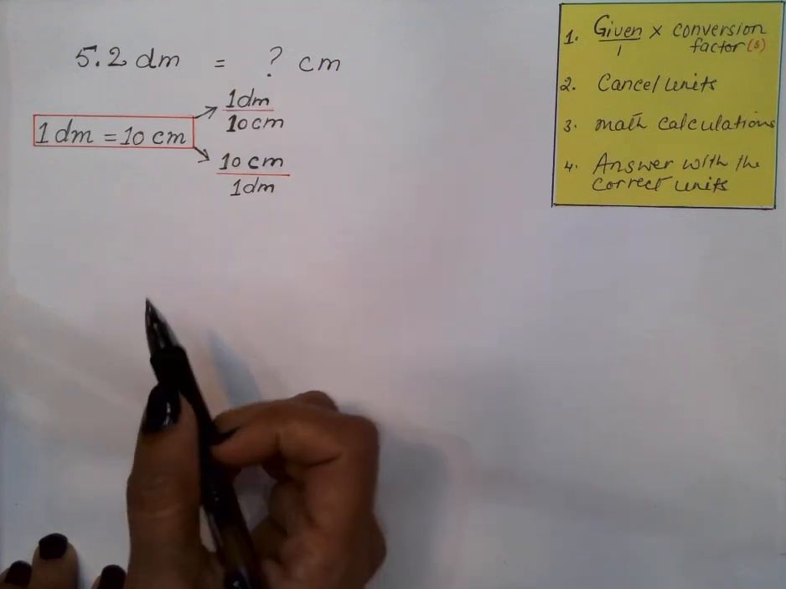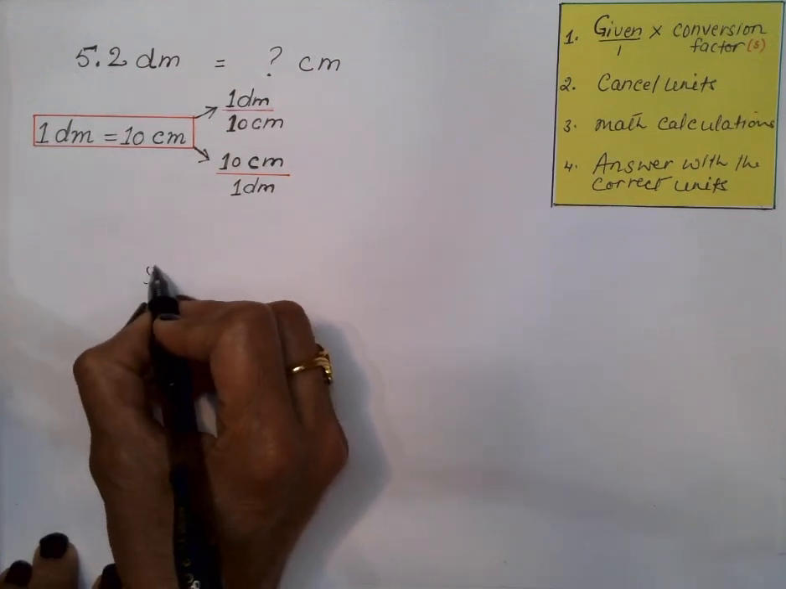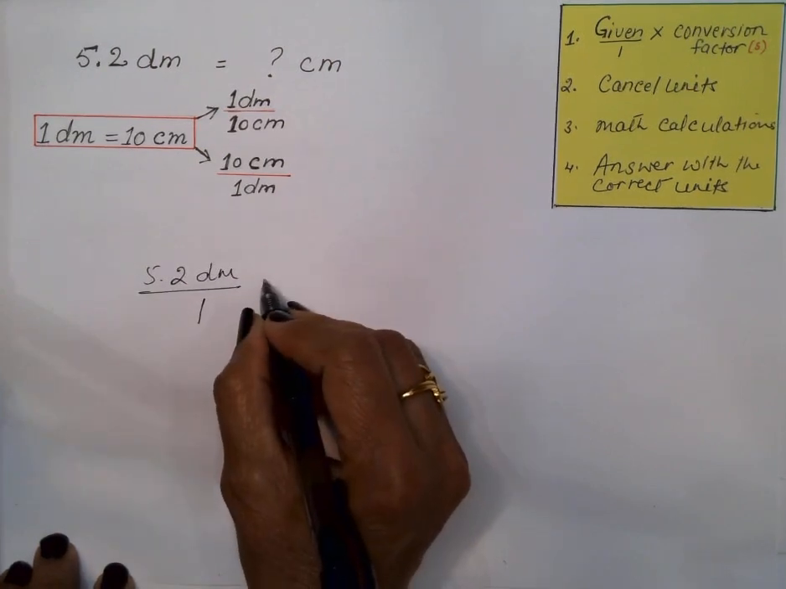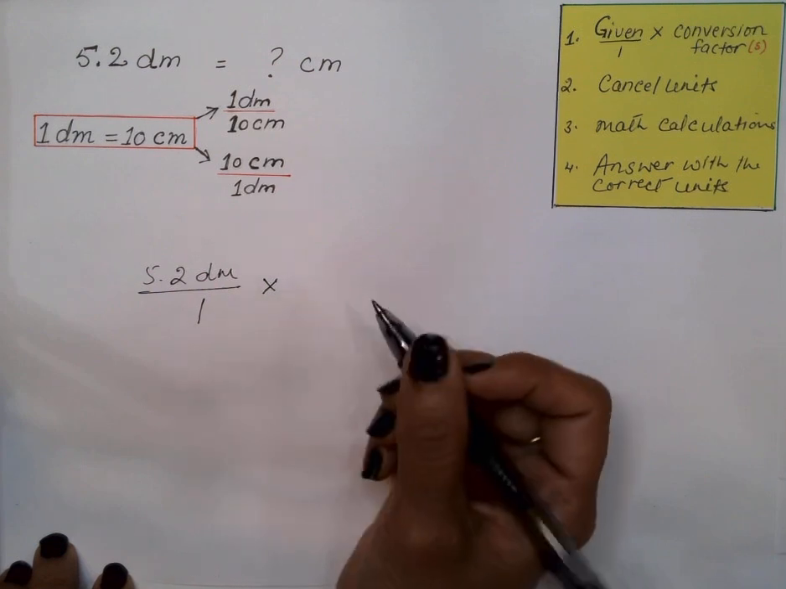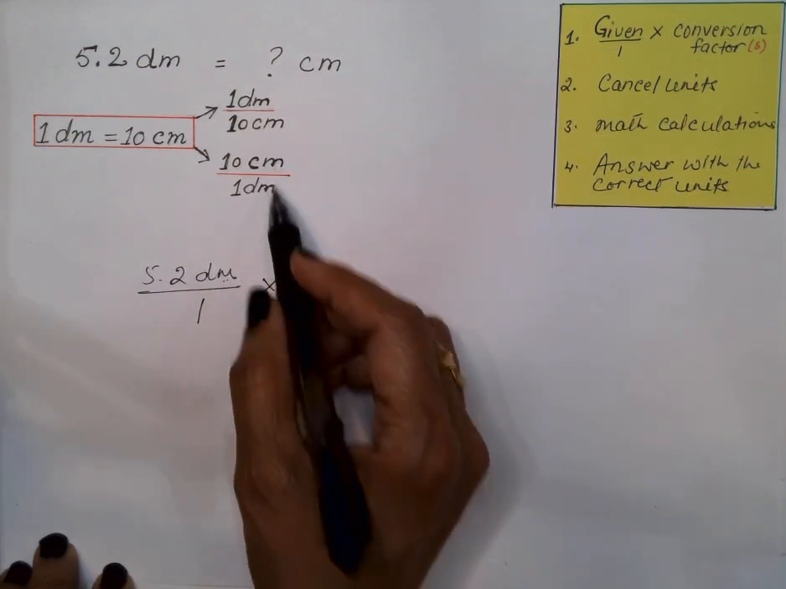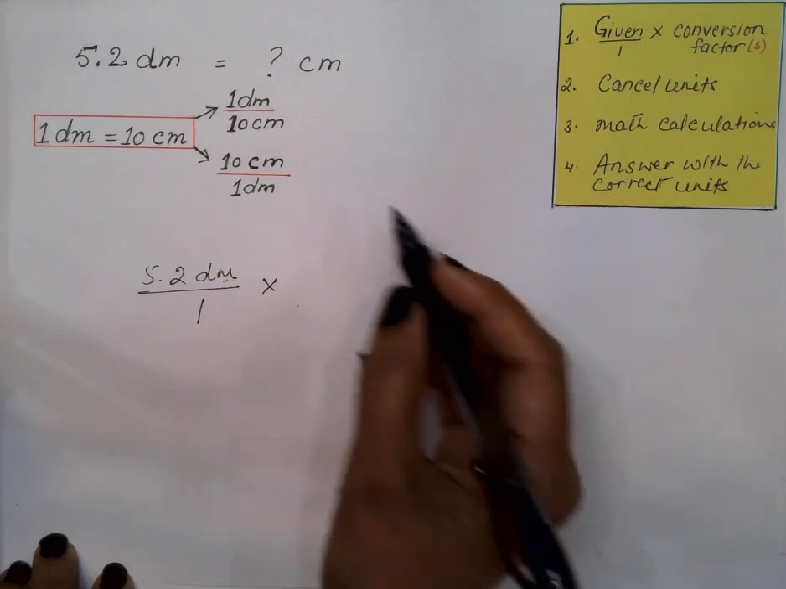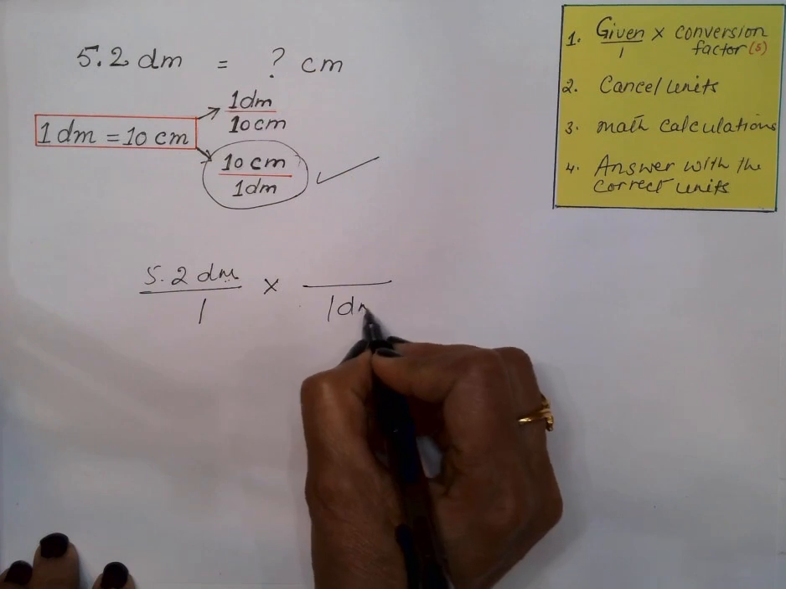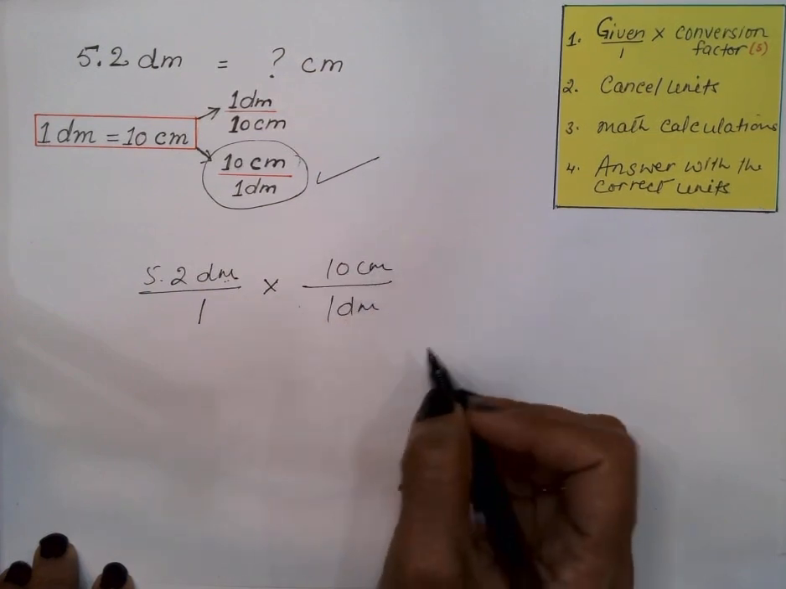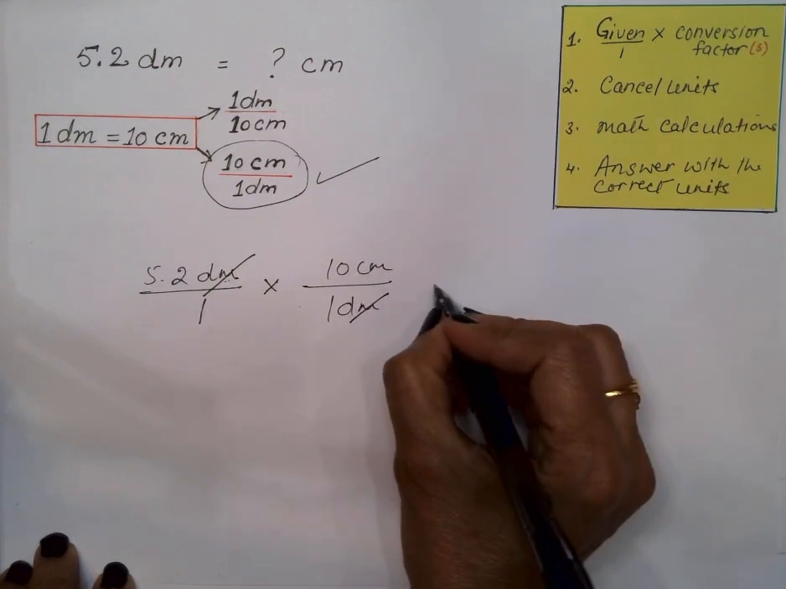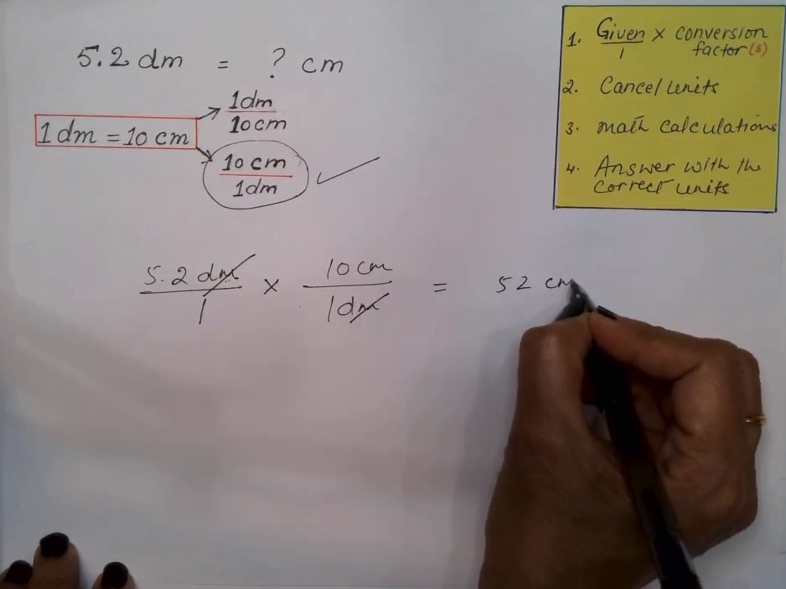So let's start with the given. My given is 5.2 decimeter and then over 1. I'm going to multiply with the appropriate fraction. I don't want decimeter, so in the fraction which I pick, decimeter should be in the denominator. So this is the one I'm going to pick: 10 centimeters equivalent to 1 decimeter. You cancel out the units. When you do the math, you are going to get 52 centimeters.